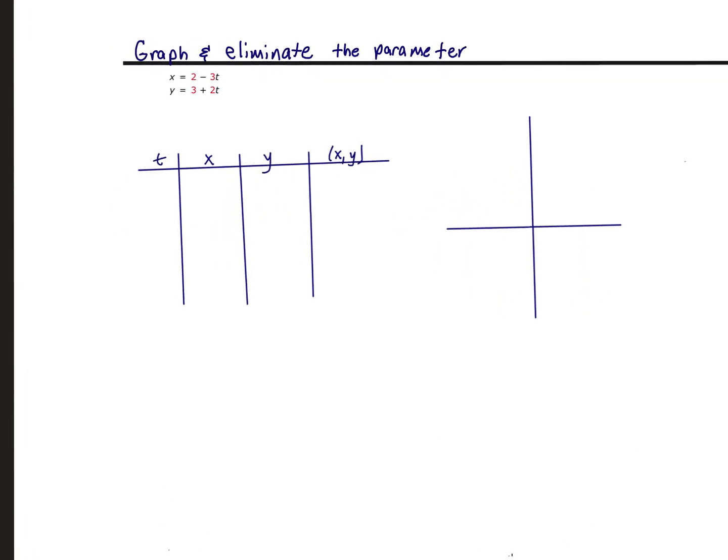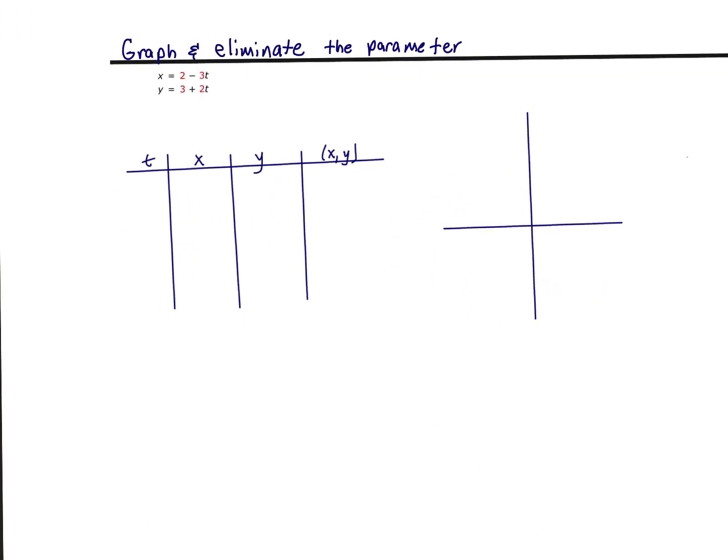These are just from WebAssign. I just took them off WebAssign and made them look a little different. But you're going to have to graph and then eliminate the parameter. When you graph, you're just going to be plugging in values for t. I'm going to tell you what values to plug in, so it's nice and easy for you, tailor-made.